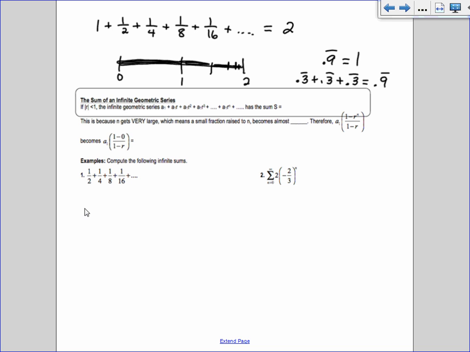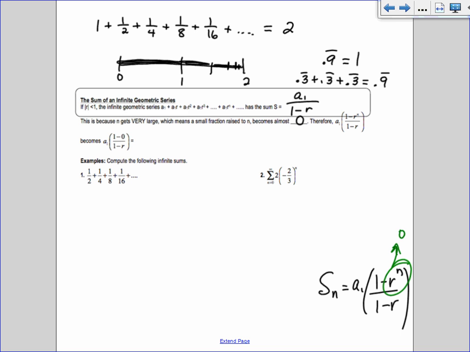Okay. All right, anyway, so here we go. So the sum of an infinite geometric series ends up being A1 over 1 minus R. And the reason is because it's related to that S of n equals A1 times (1 minus R to the n) over 1 minus R. It's related to it. But what we do is we say R to the n is equal to 0. This is because n gets very large, which means a small fraction raised to n becomes almost 0.